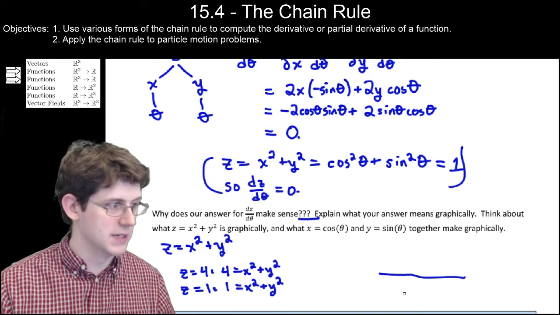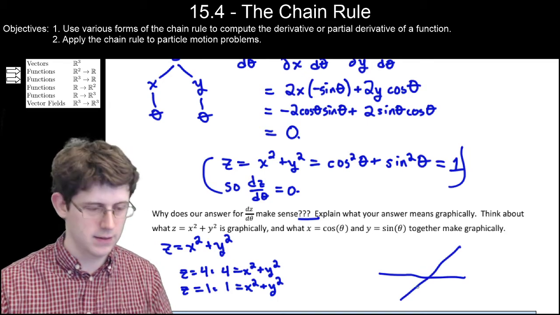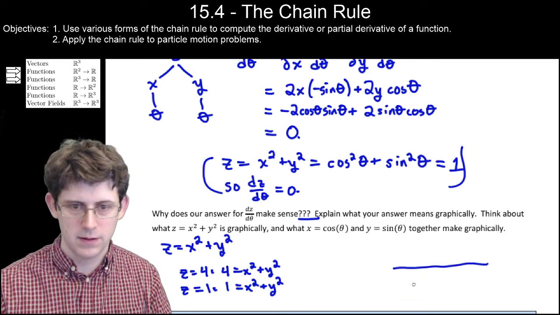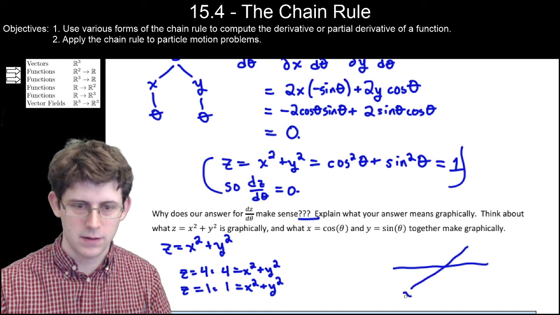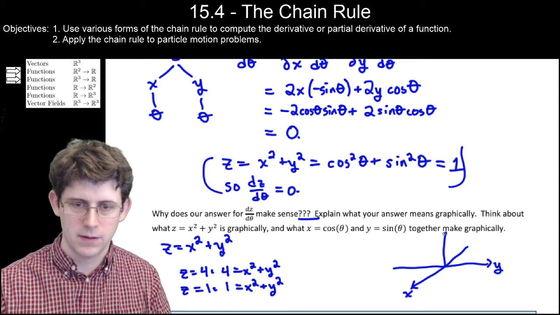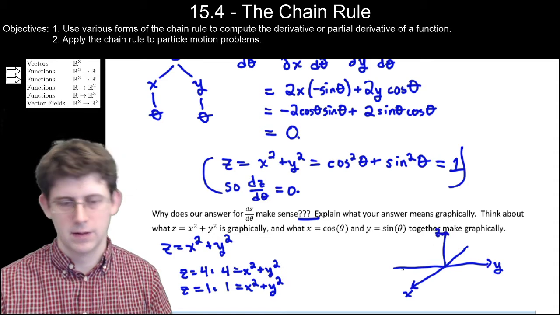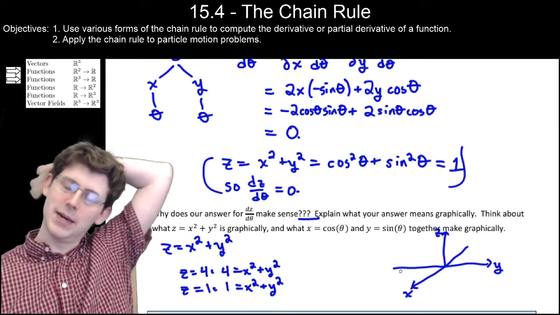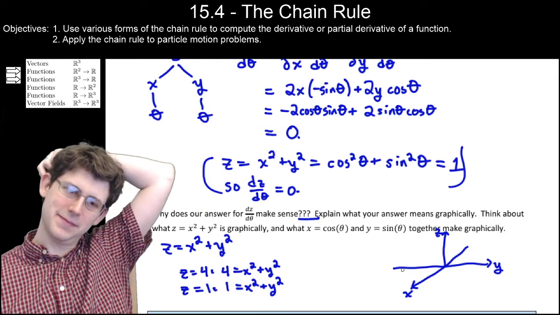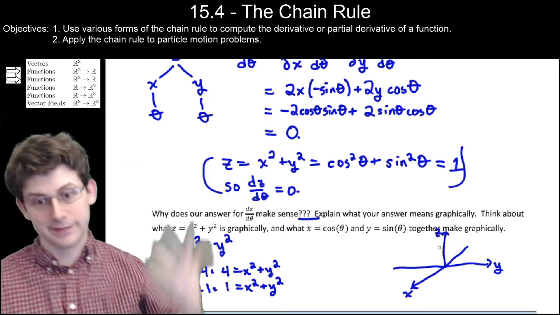Let's see if I can get a reasonable picture of this. I wonder if the contour lines would have been better. No, not really. Oh well.